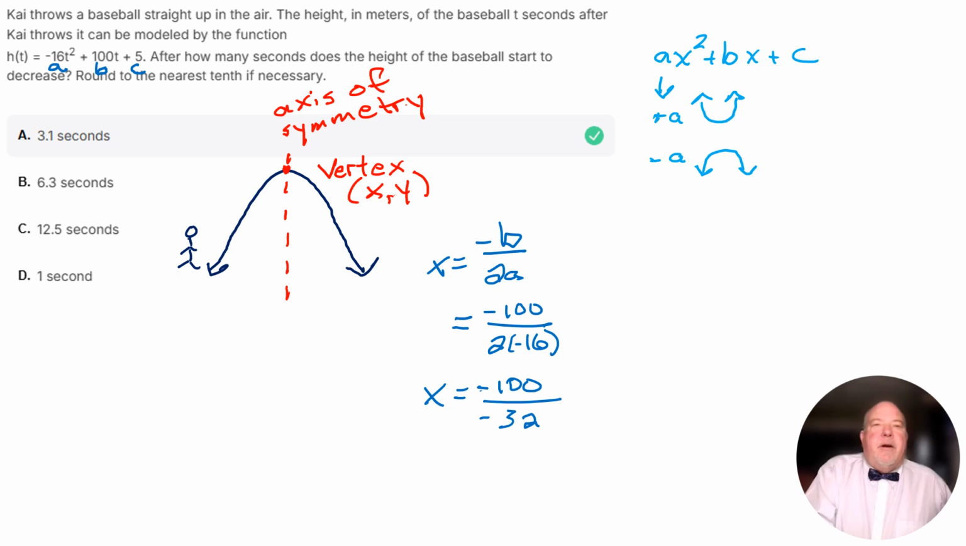And we're told to round our answer to the nearest tenth if necessary, which you're going to have to. And so when you divide those, what you get is 3.1, and that's your answer.